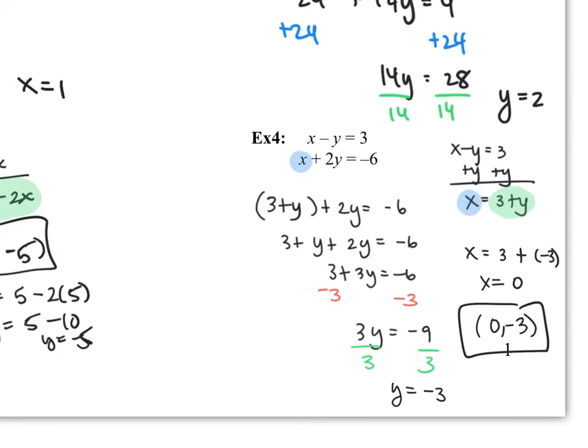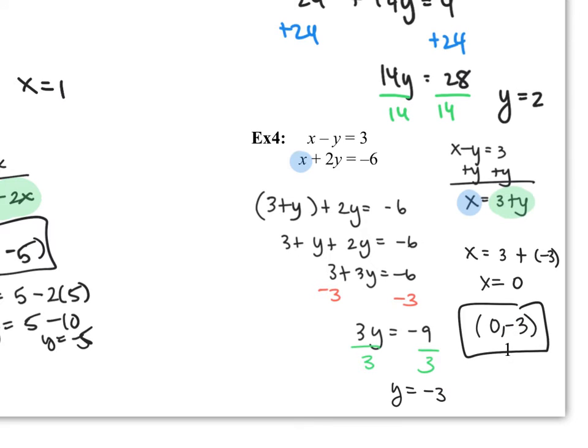I then combined y and 2y to get 3y, and so I have 3 plus 3y equals negative 6. I then subtracted 3 from both sides, and so 3y would equal negative 9, because negative 6 minus 3 would be negative 9. I divided both sides by 3 to get y equals negative 3, but that was only half of my ordered pair.